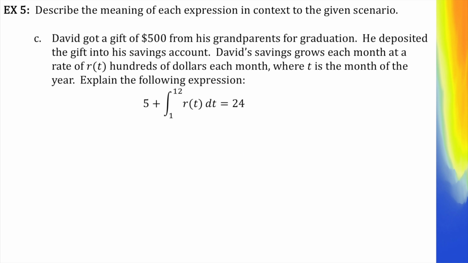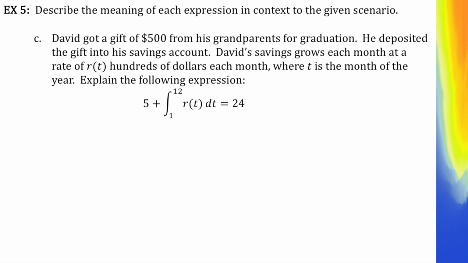Part C. David got a gift of $500 from his grandparents for graduation. That was very nice of them. He deposited the gift into his savings account. David's savings grows each month at a rate of R of t hundreds of dollars each month, where t is the month of the year.